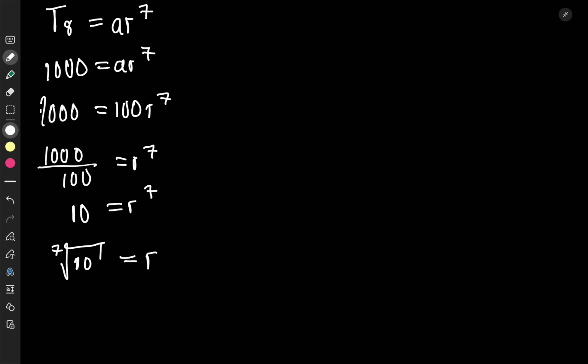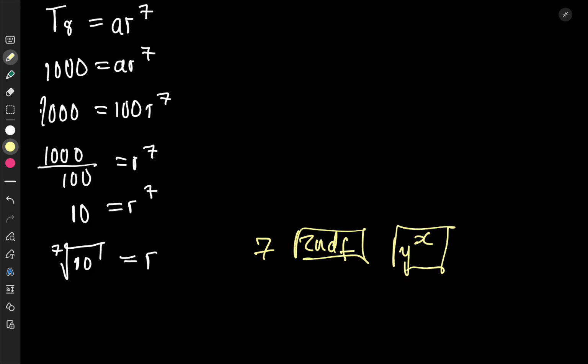How you're going to punch it in your calculator is you press 7, then you press the second function button, then you press the button which says y to the power of x. That is going to be 7 root, then you press 10. So that's 7, second function, the y to the power of x button, then 10. That's 7 root 10, then you press equals.